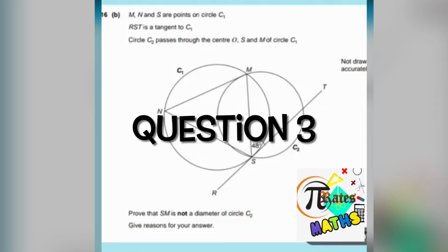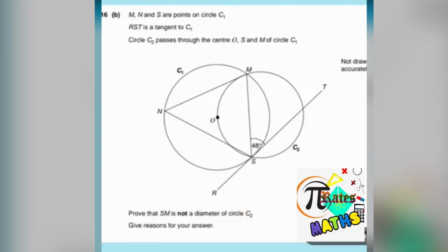M, N and S are points on a circle C1. RST is a tangent to C1. Circle C2 passes through the center O, S and M of circle C1. Prove that SM is not a diameter of the circle C2. Give the reasons for your answer. You may pause the video and give it a try.